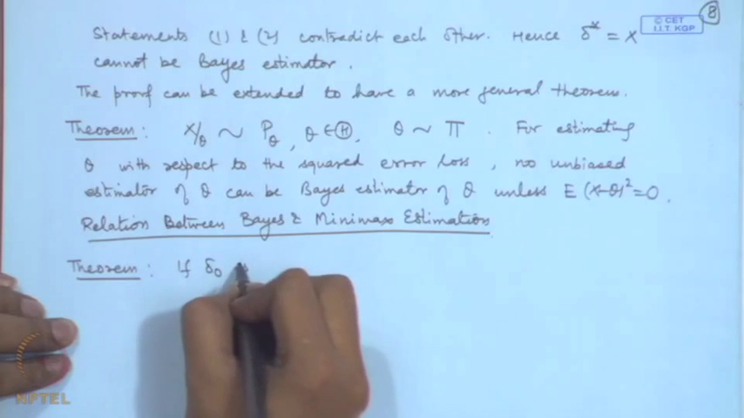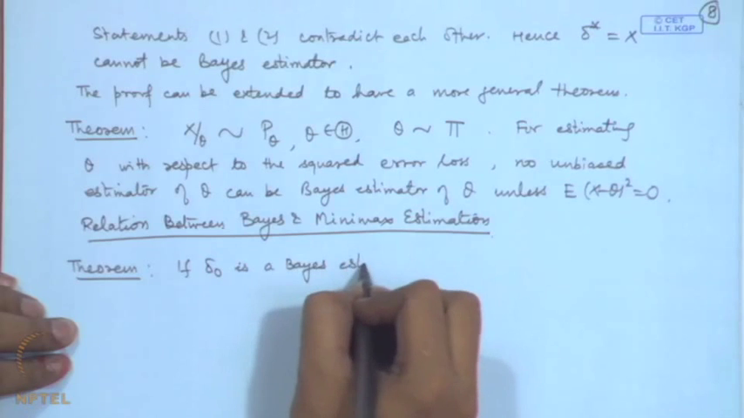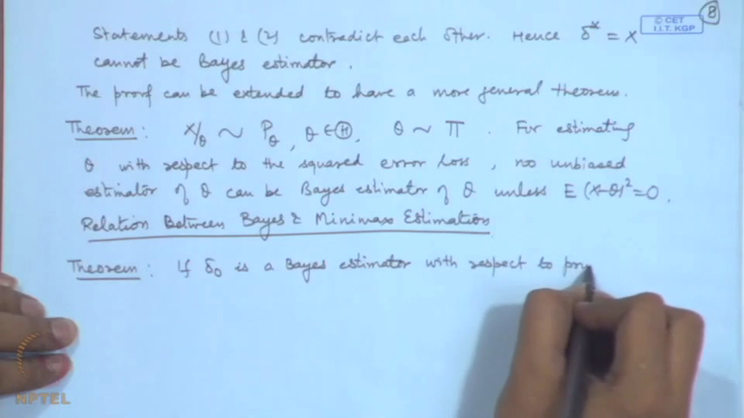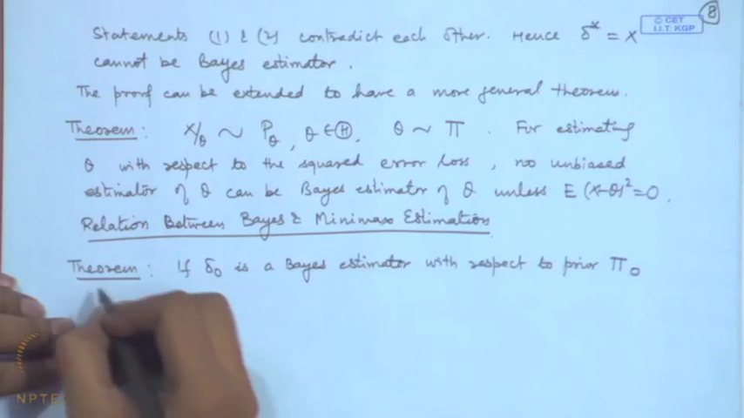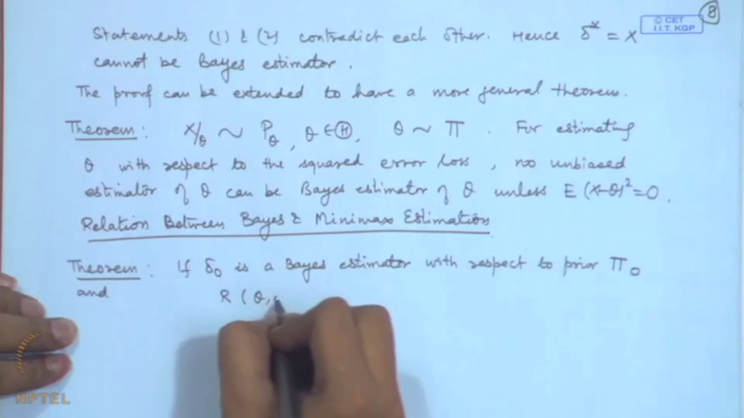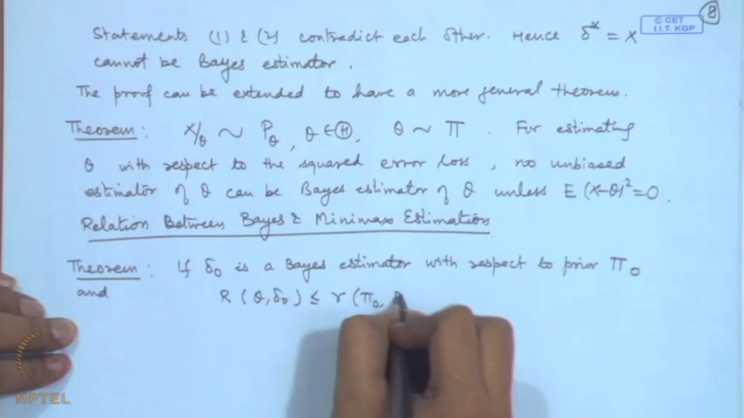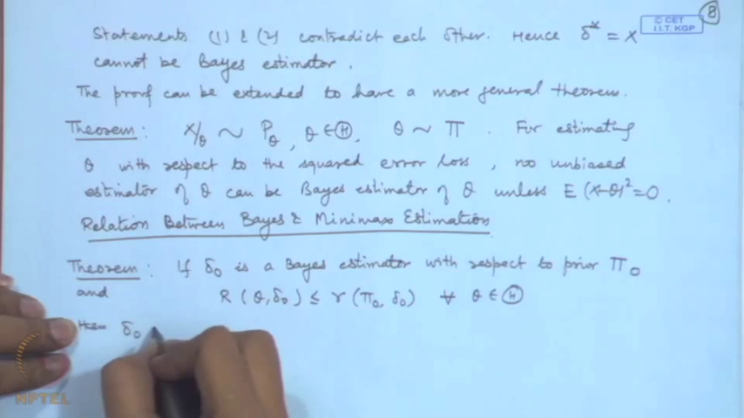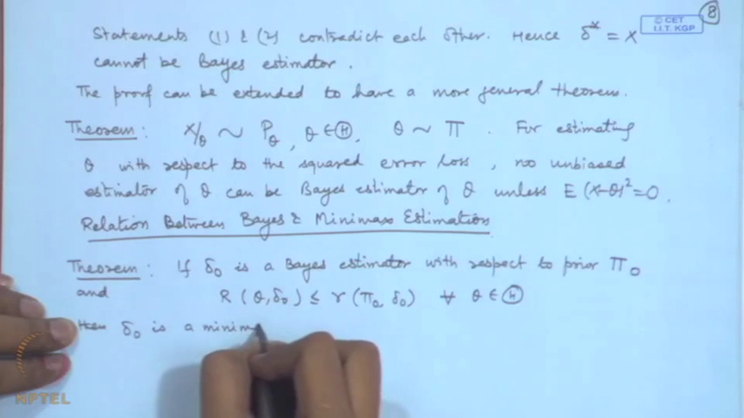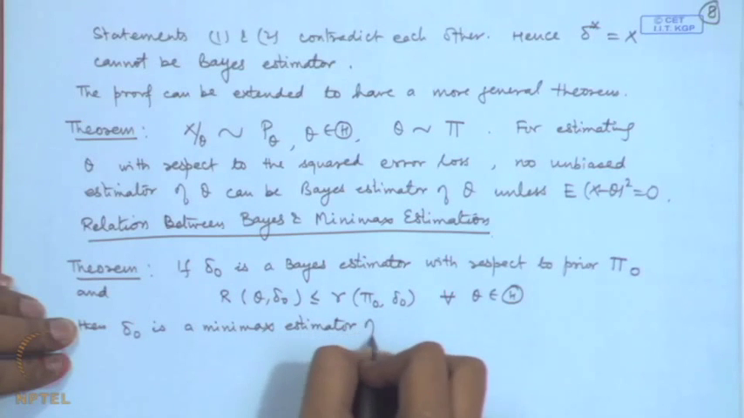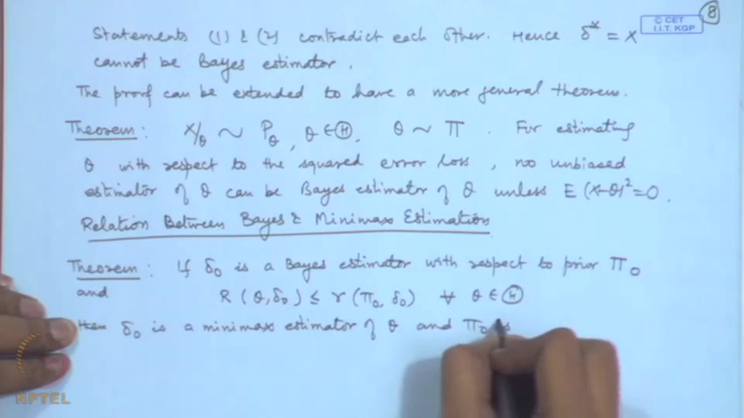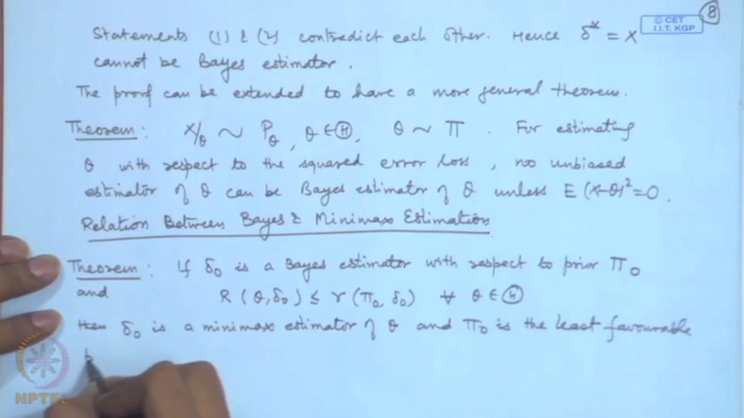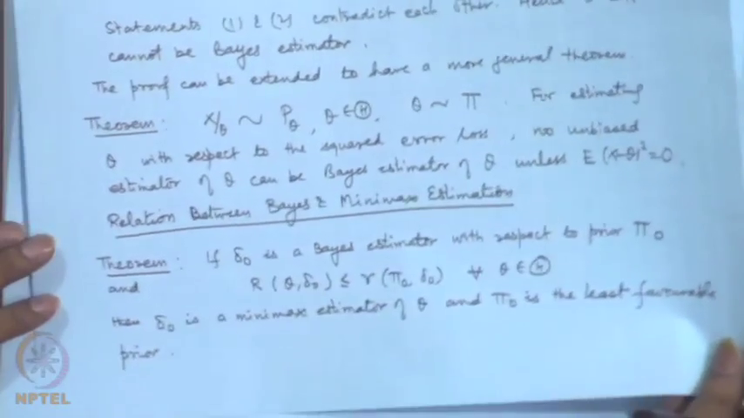If δ₀ is a Bayes estimator with respect to say prior π₀ and r(θ, δ₀) is less than or equal to r(π₀, δ₀) for all θ, then δ₀ is a minimax estimator of θ and π₀ is the least favorable prior. Let us look at the proof of this statement.